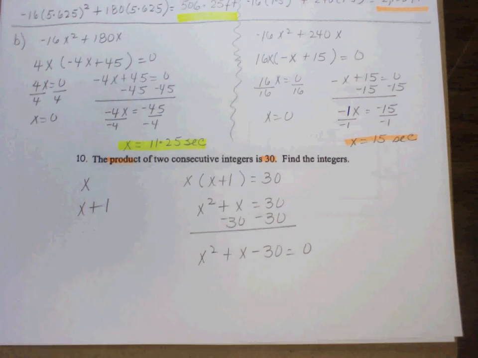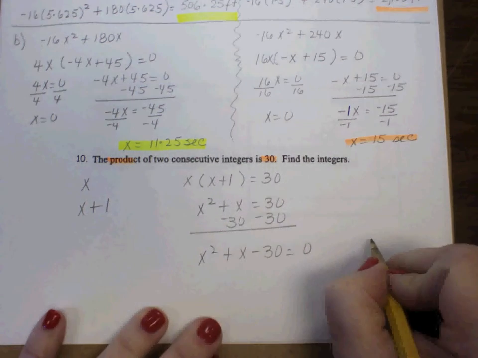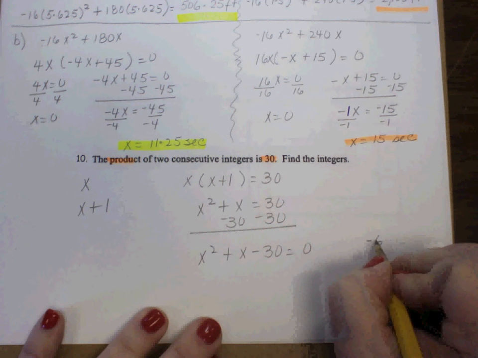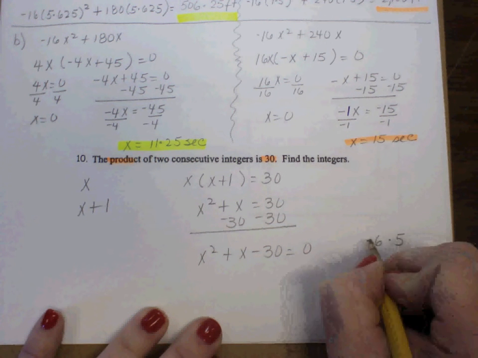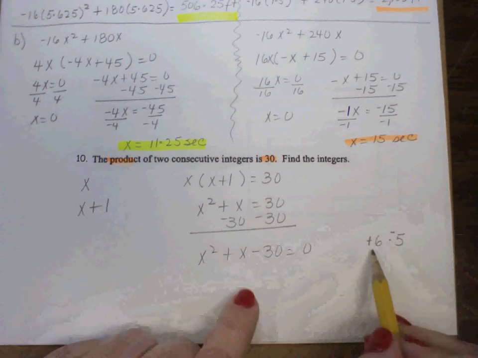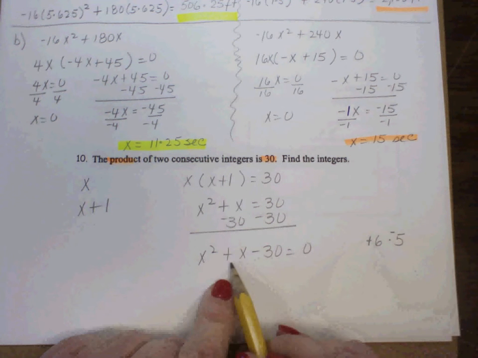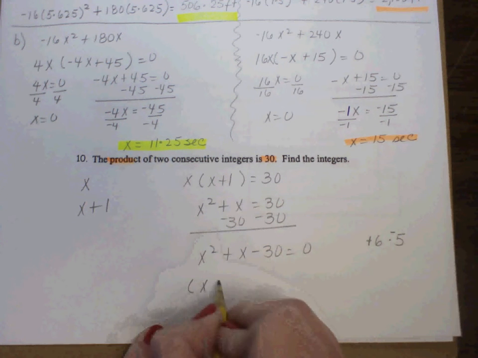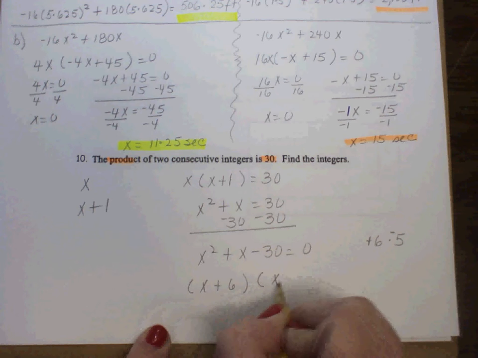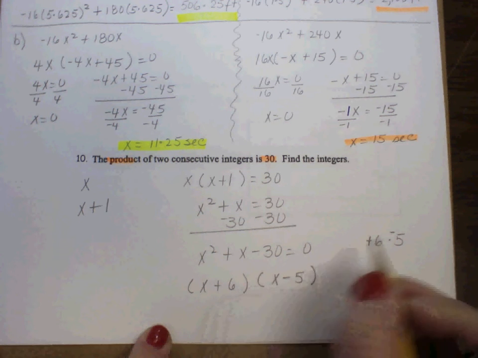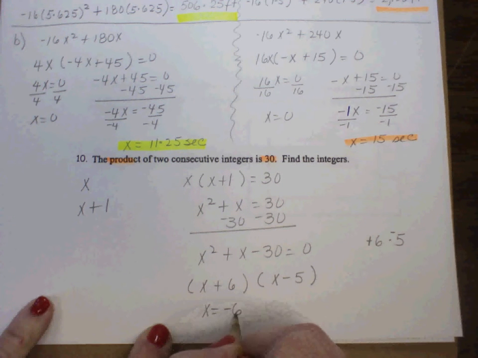Negative 6, actually positive 6 and negative 5 will give me negative 3, and then when I take away, that will give me a positive 5. So this is x plus 6, x minus 5. So what are my zeros? Negative 6 and 5. Now let's think about this for a second.